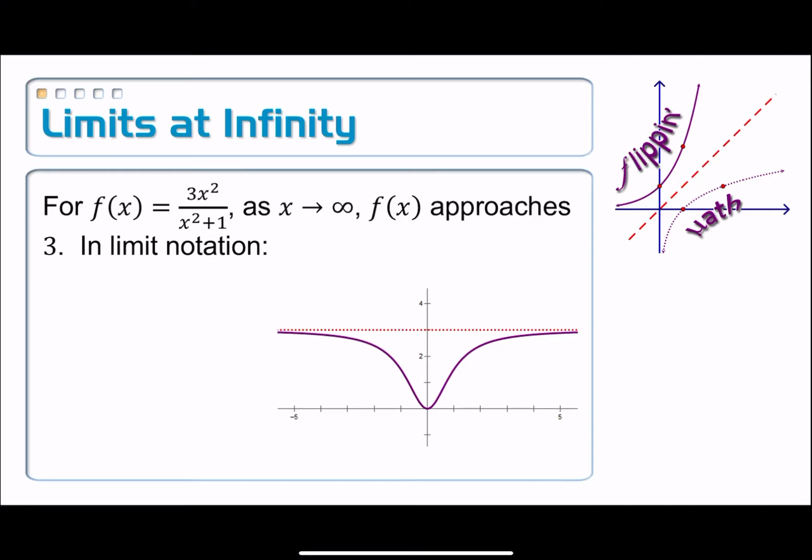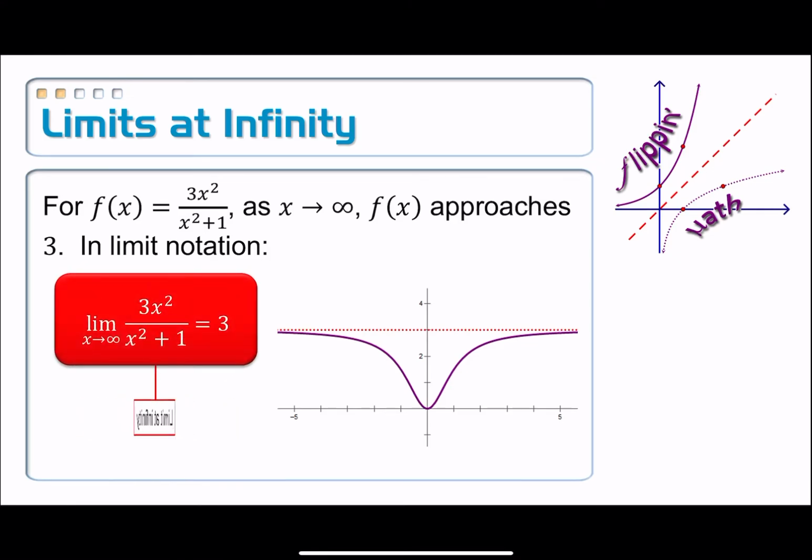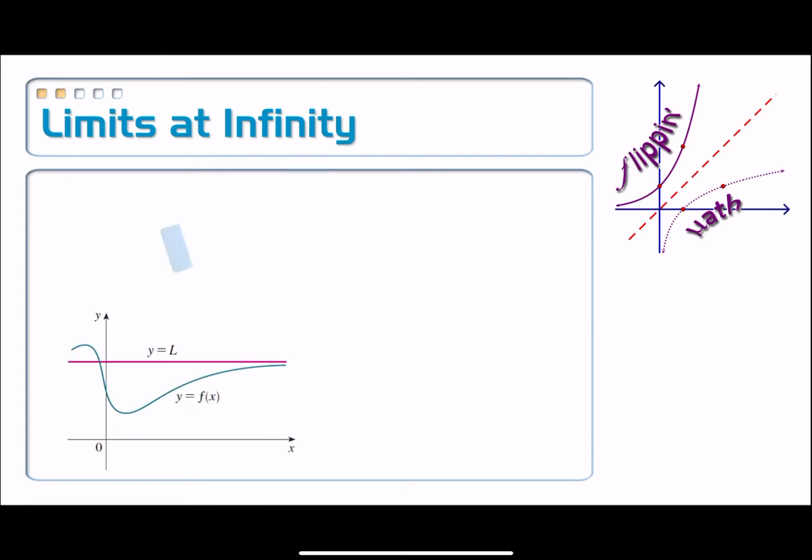Okay, so in limit notation for that previous one, this is what we wrote. The limit as x approaches infinity, this is a limit at infinity because we're approaching infinity, of 3x squared over x squared plus 1 is equal to 3. And it's a finite limit at infinity. Remember, finite just simply means that it ends someplace. You can actually count to this number, given enough time and willpower. And this refers to a horizontal asymptote for that graph.